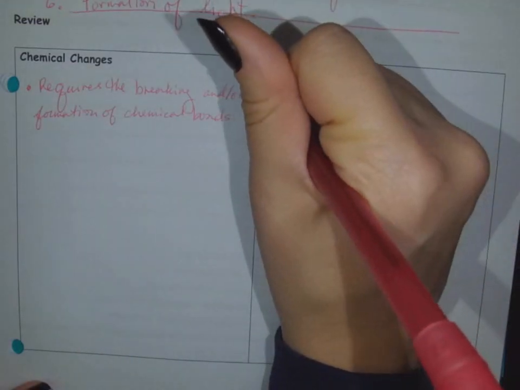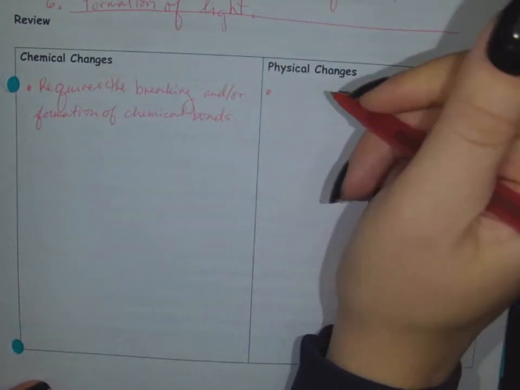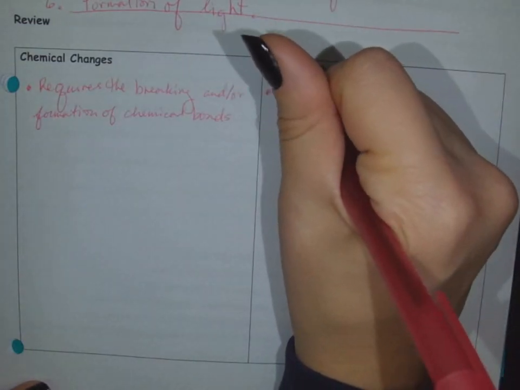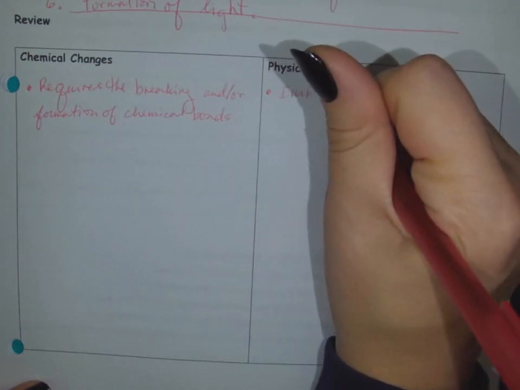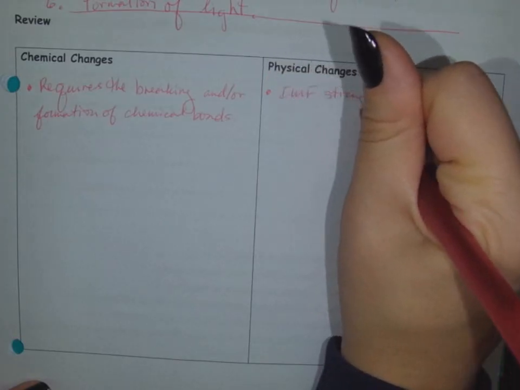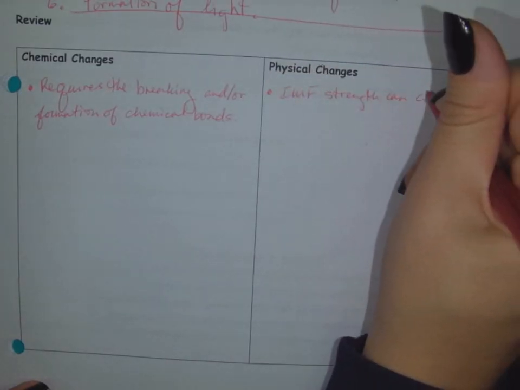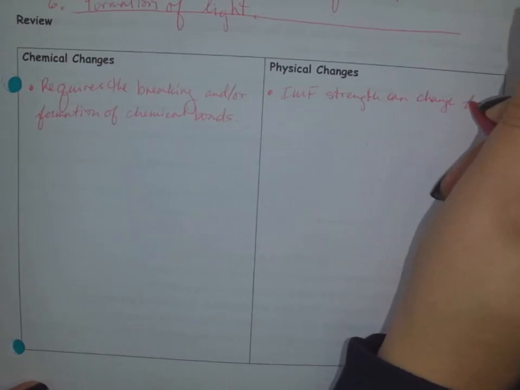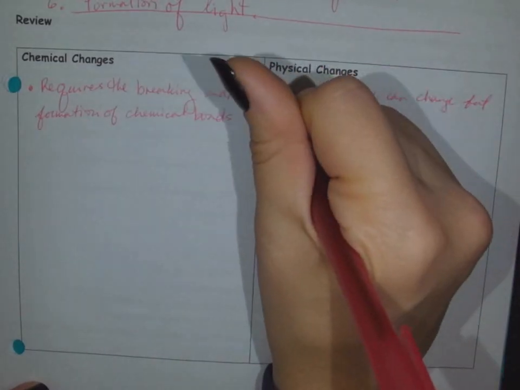So during a physical change, IMF strength can change, but chemical bonds cannot change.